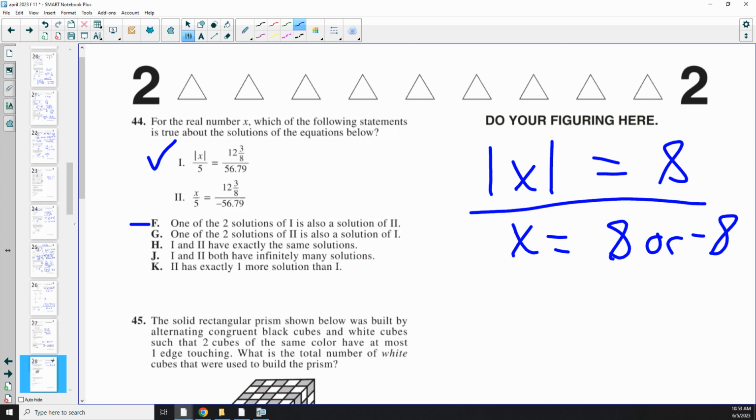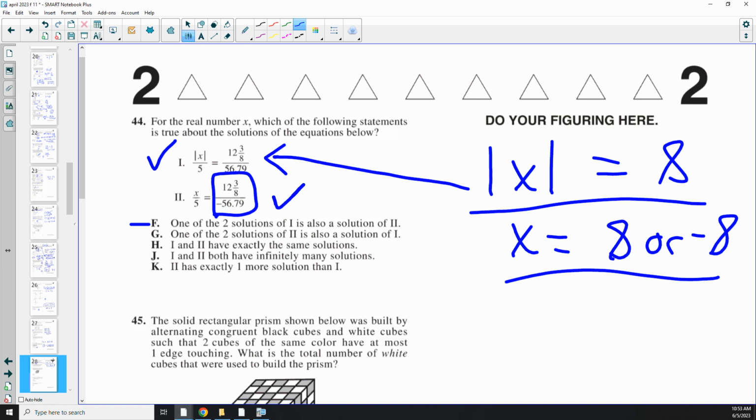I changed it to be something simple. This would be the same type of number. It would just be whatever the cross multiplication gives you, and the second one only gives you the negative answer, not the positive. So one of the solutions of 1 is also a solution of 2, not the other way around, because there's only one solution to this one.